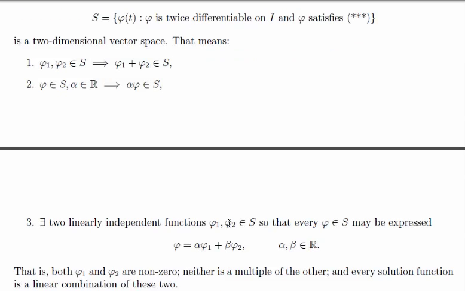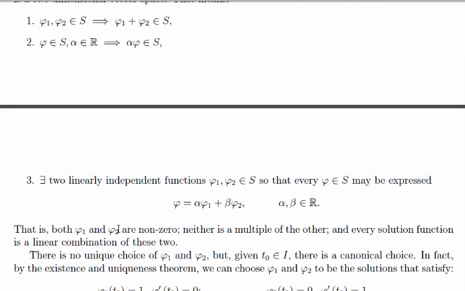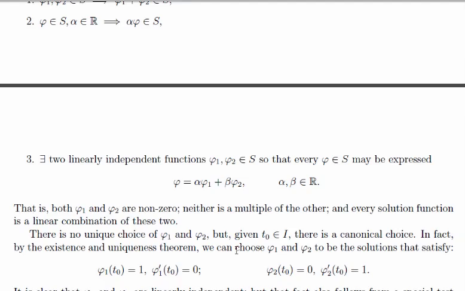So phi1 and phi2 are linearly independent, meaning that neither one is a multiple of the other. And to say that the solution space is two-dimensional means that they span the whole space. That is, any solution is a linear combination of the two linearly independent ones. So that's what it means to say that the solution space is two-dimensional. Both phi1 and phi2 are non-zero. Neither is a multiple of the other, and every solution function is a linear combination of these two.